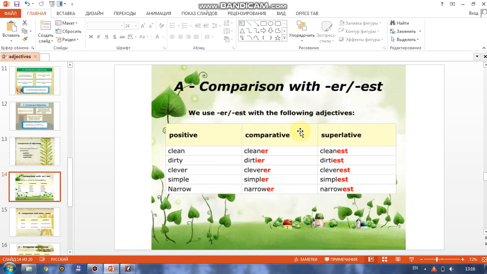But in comparative degree, we will use the er suffix for one or two syllable adjectives. For example, cleaner, dirtier, cleverer, simpler, narrower. As you see here, i-e-r. Why? Because the adjective ends with the letter y. We will omit it and add the i-e-r suffix. In superlative degree, we will use the est suffix for one or two syllable adjectives, and before it we will use the article: the cleanest, the dirtiest, the cleverest, the simplest, the narrowest.